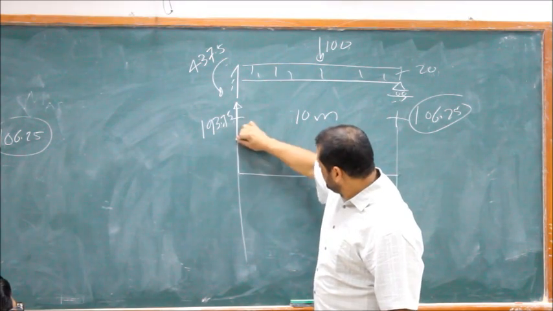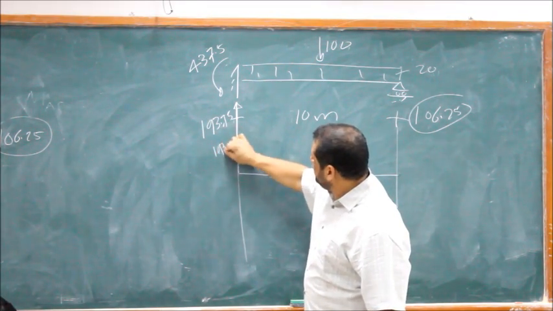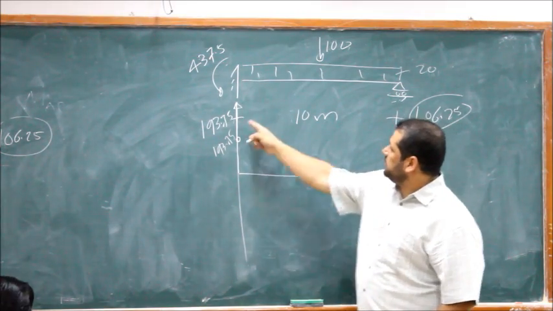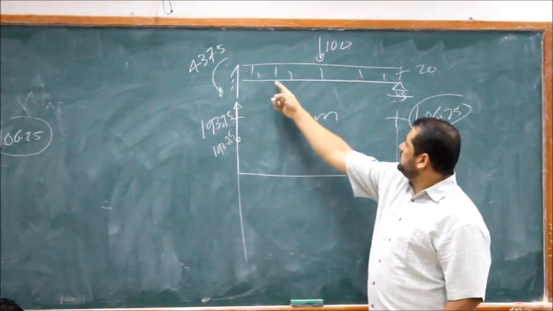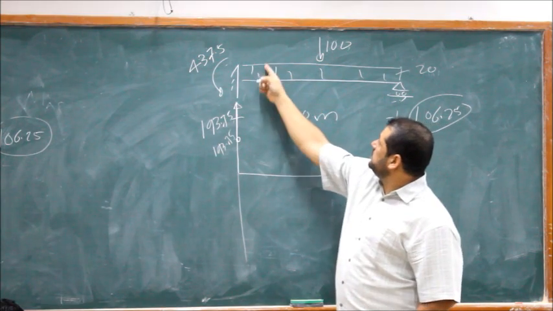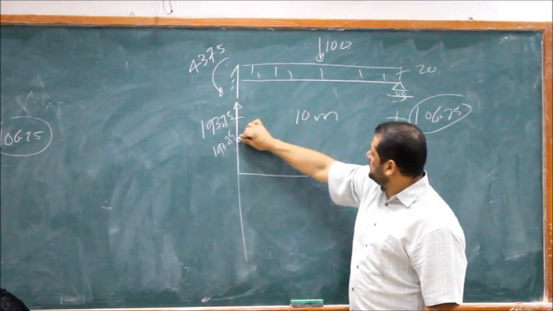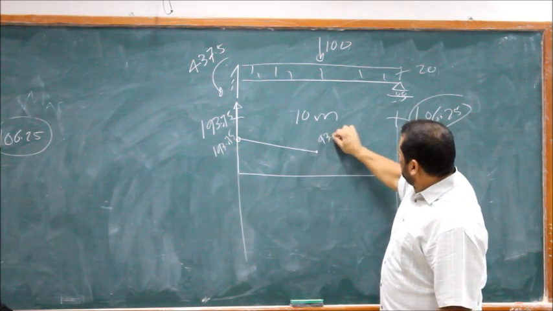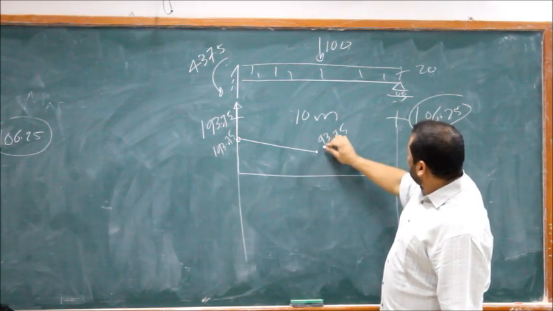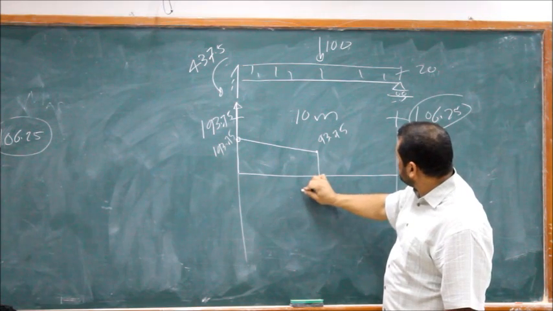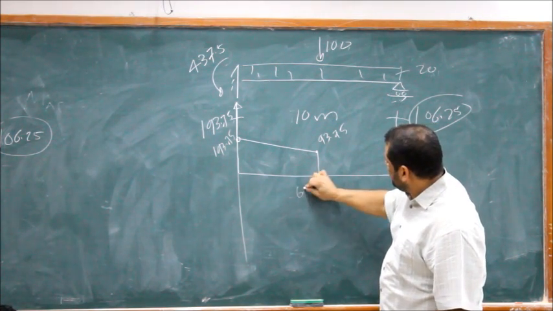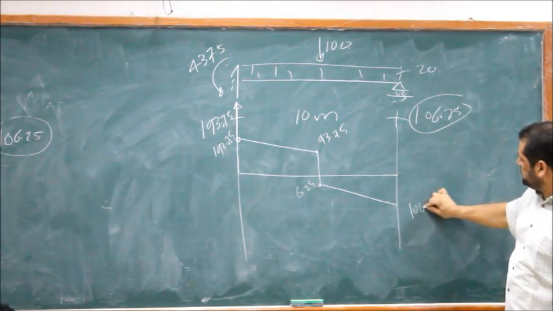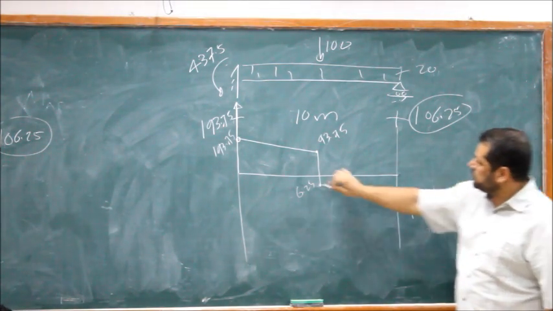193, 175, right? Shear up. Then you go how much? 100, right? 25, that's 100. 193, so you go to 93, 175. Then you have a jump of 100, you go to 6.25. Then you go to 106.125, that's your shear.